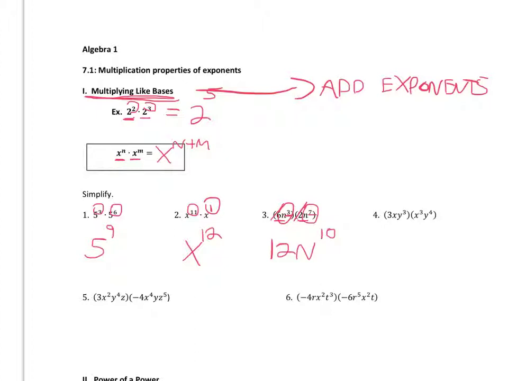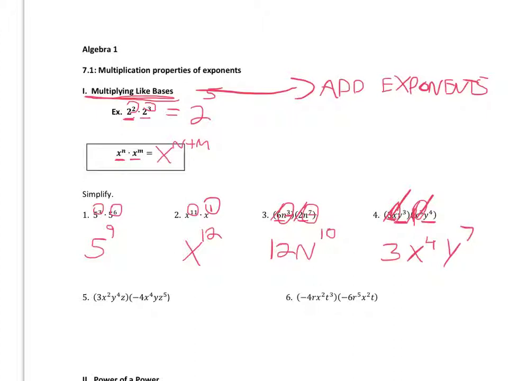Okay, if we move on to 4, see I have this 3. Now there's no number before the x cubed y to the 4th, so it's assumed to be 1. So 3 times 1 is 3. So get rid of this 3, get rid of that 1. Okay, then if I have an x times an x cubed. Well, remember, x is like saying x to the 1st. So 1 plus 3 is 4, so that's x to the 4th. So I'm done with the x. And then I have, I'll underline it, y cubed times y to the 4th. Again, add the exponents, so that gives me y to the 7th.